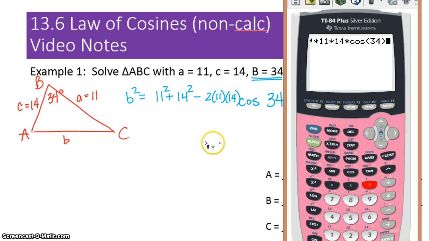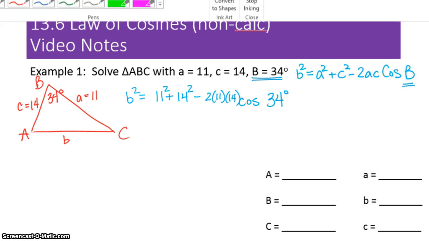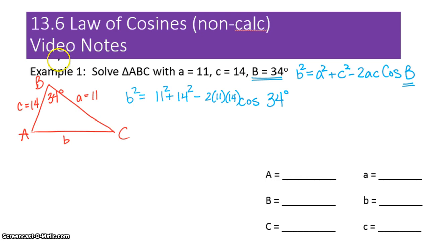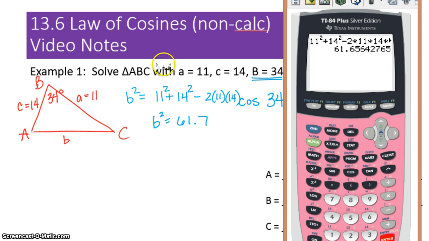Again, make sure your calculator is in degrees. If you don't get the same answer as me, your calculator may not be in degrees. So that gives us 61.656, so 61.7. So I'm going to write in here, we found that B squared is 61.7. Okay, not B yet. We haven't found B. So a little trick in the calculator is we want to square root 61.656. So I'm going to square root answer.